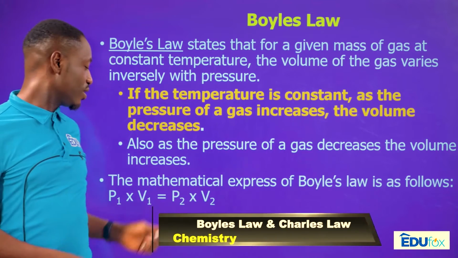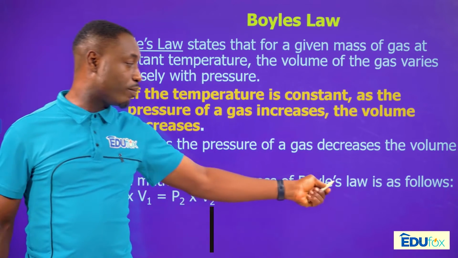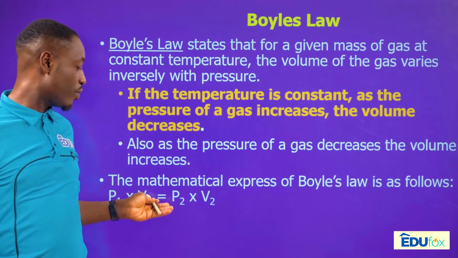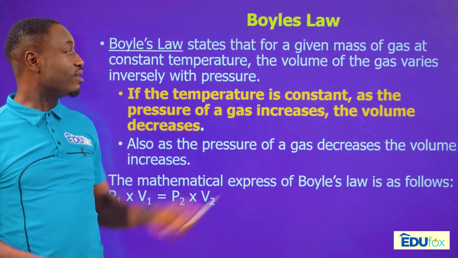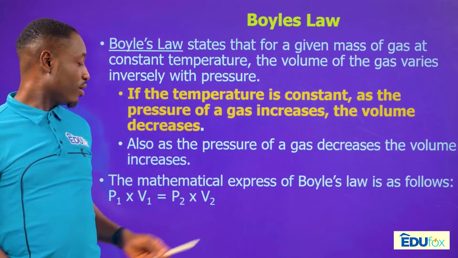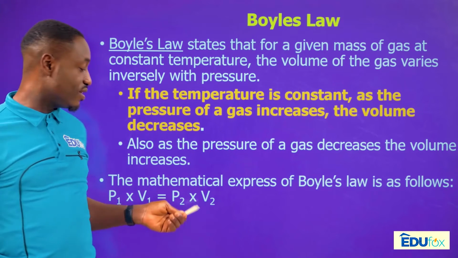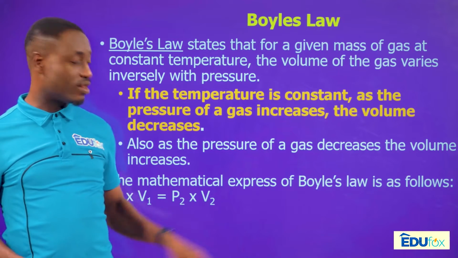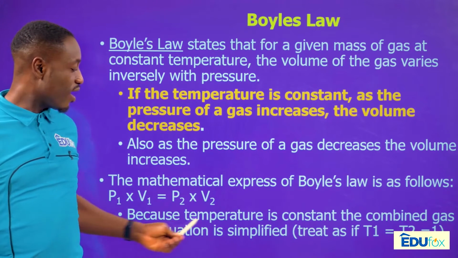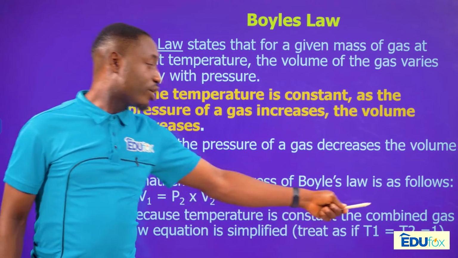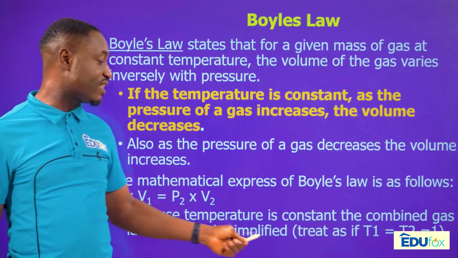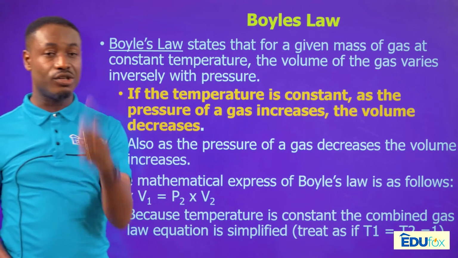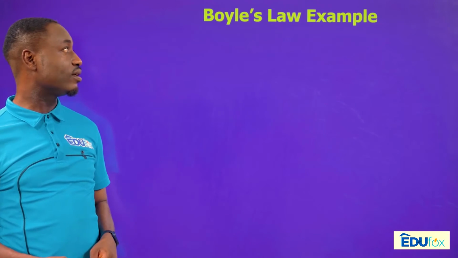Also, as the pressure of the gas decreases, the volume also increases. And then, of course, the mathematical expression of Boyle's Law is as follows. We have pressure and volume, with temperature being constant. The reason we see it this way is that temperature remains constant while the volume will vary with pressure. Because temperature is constant, the combined gas law equation is simplified, T1 is equal to T2, and it's just a unit which is simplified as 1.